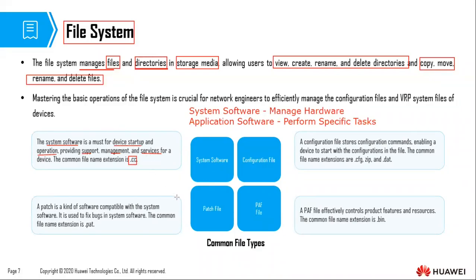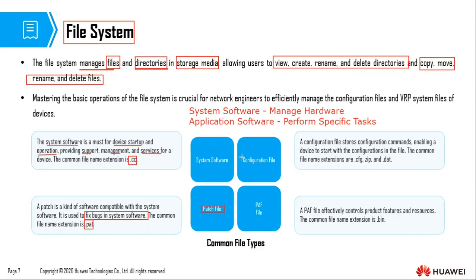The other type of file that you need to be aware of is what we call a patch file. Patch files are mostly used to fix certain problems in the system software. So when we release a VRP version 8, for example, if we realize that there is a problem with a particular component of that operating system, then we make a patch file for it in order to fix that problem. So that is how a patch file is used, to fix bugs in the system software. Generally, these files end with the extension .pat.